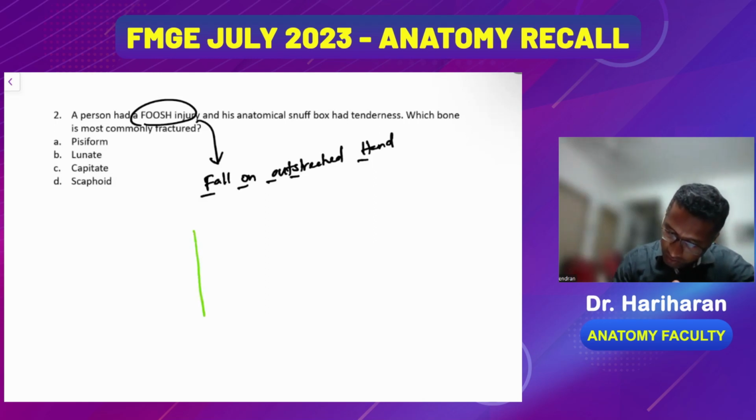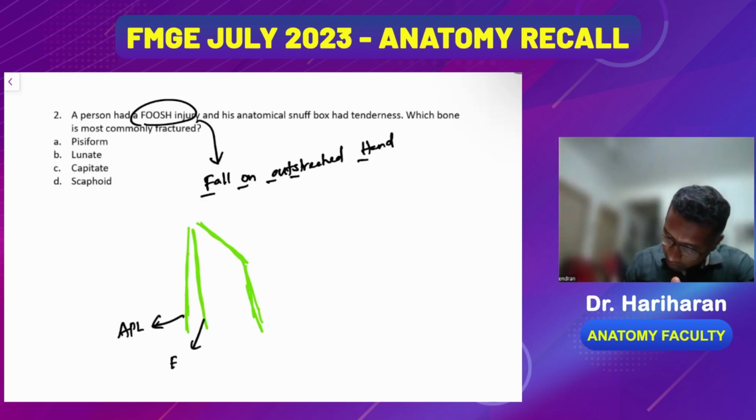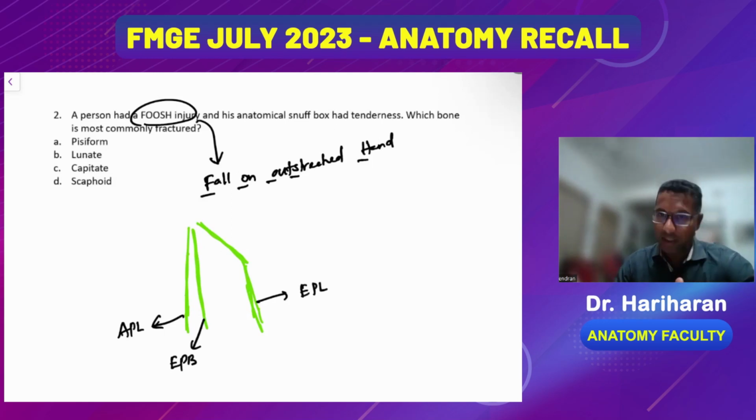On the lateral side you get two tendons, and on the medial side you get one tendon. The two tendons on the lateral side are the abductor pollicis longus tendon and the extensor pollicis brevis tendon, and the one on the medial side is the extensor pollicis longus tendon. These are the tendons forming the boundaries of the anatomical snuff box.